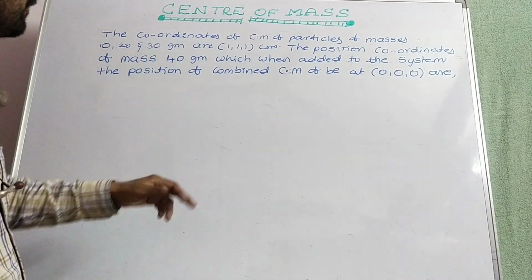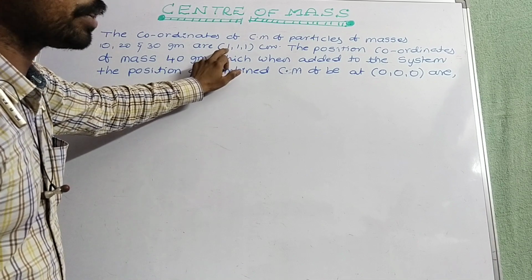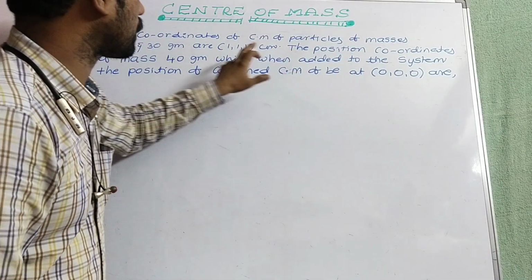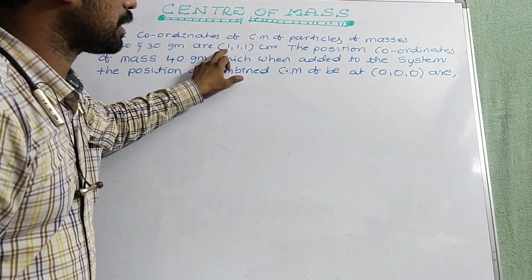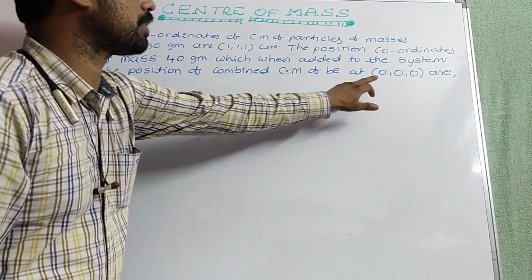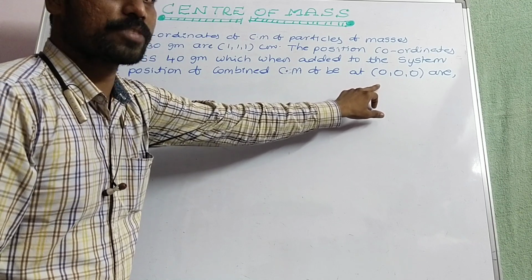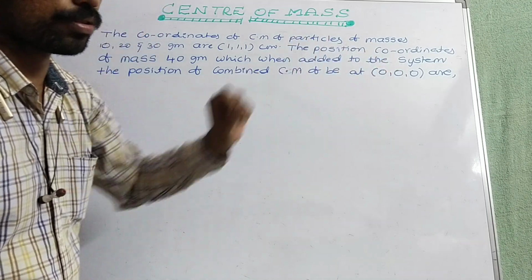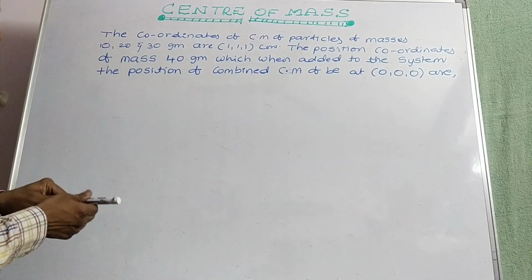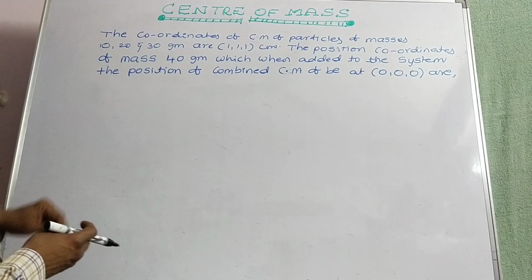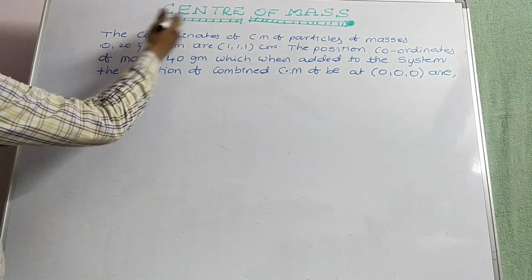As we are provided with the coordinates of the center of mass, here we have the coordinates of center of mass for 3 particles. After another particle is added, the coordinates of center of mass become 0, 0, 0. So for that we have to first solve the position coordinates expression using the 3 particle system.